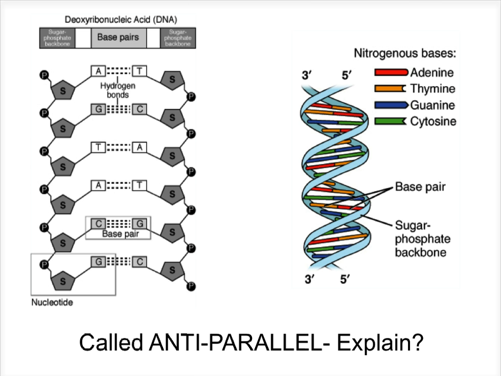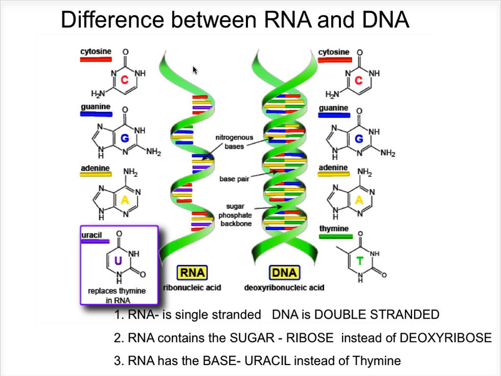Finally, the difference between RNA and DNA is clearly summarized up in this slide. You can see RNA is single-stranded versus DNA is double-stranded. RNA has the sugar ribose. And finally, RNA has the base uracil instead of thymine. And you can clearly see the double helix of DNA versus the single strand of RNA. So this is a quick discussion of the biological molecule, the nucleic acids.